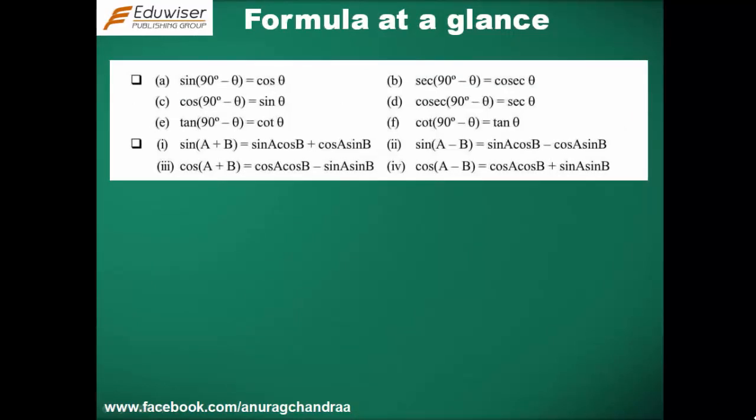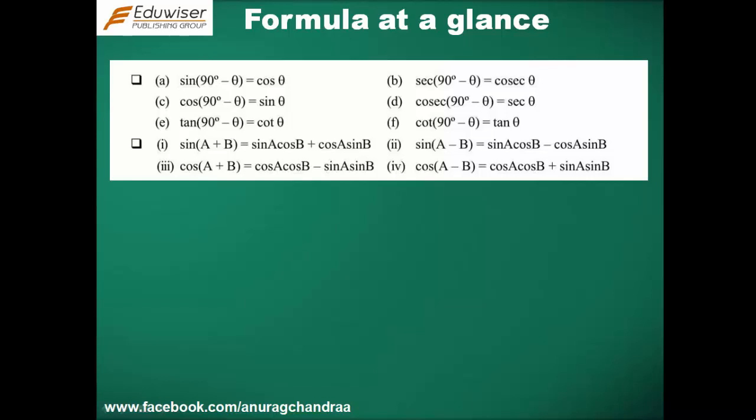Now coming to the complementary angles, there are a few results that you must remember from there as well. Sin 90 degree minus theta is cos theta. Sec 90 minus theta is cosec theta. Cos 90 minus theta is sin theta. Cosec 90 minus theta is sec theta. Tan 90 minus theta is cot theta. Cot 90 minus theta is tan theta.